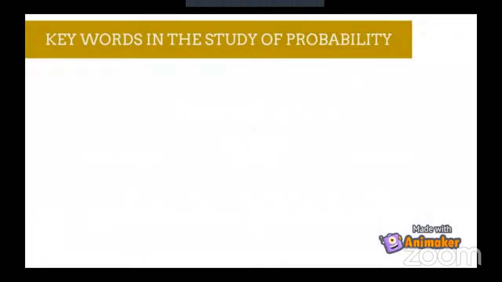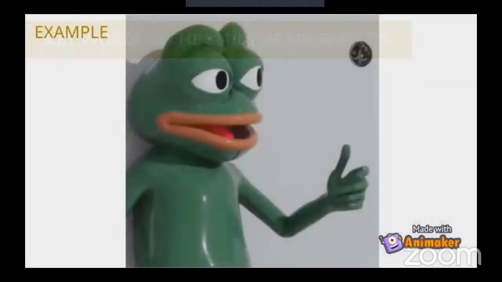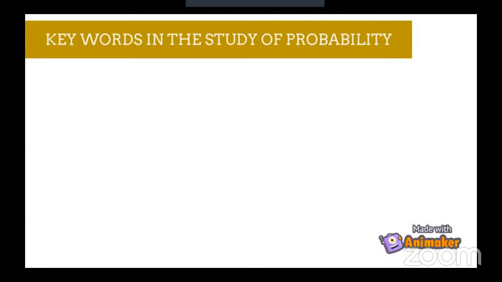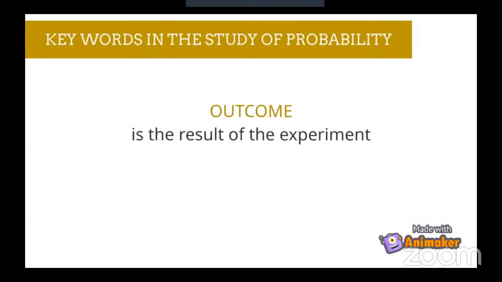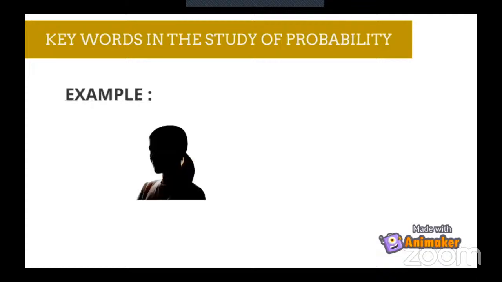There are 4 keywords in the study of probability. The first one is experiment. It is a non-deterministic process that has a number of distinct possible outcomes, such as tossing a coin. The second one is outcome. It is the result of the experiment. The example is heads or tails.